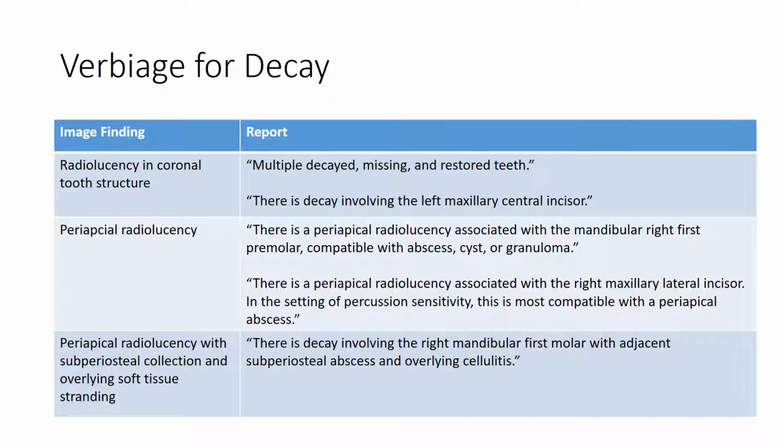If you want to get more specific, you can say there is decay involving the left maxillary central incisor, for example. But again, I don't think you always have to be that specific. If you see a periapical radiolucency, it's probably worth mentioning, although it is just another sign of decay. But you could say there is a periapical radiolucency associated with the mandibular right first molar or first premolar, for example, compatible with abscess, cyst, or granuloma. And remember, you really can't tell, but it all indicates decay.